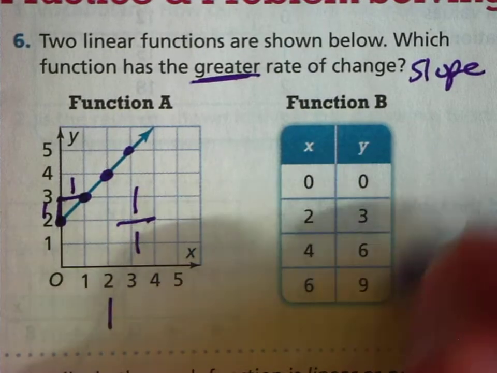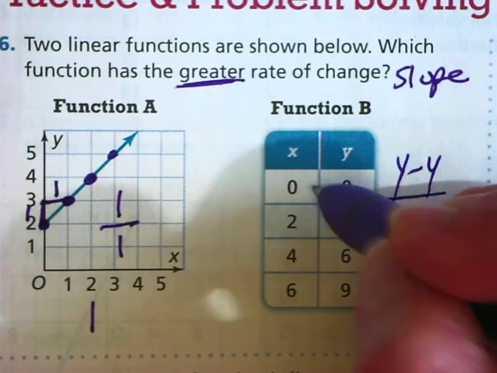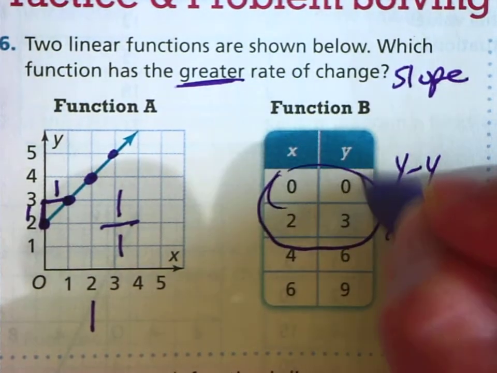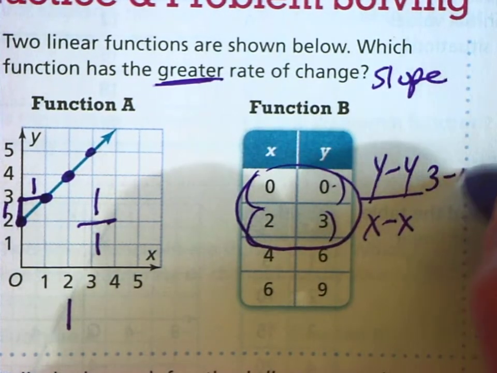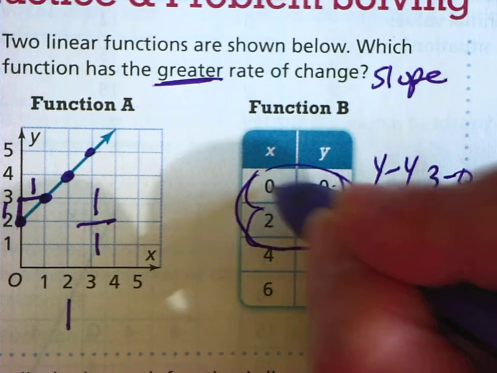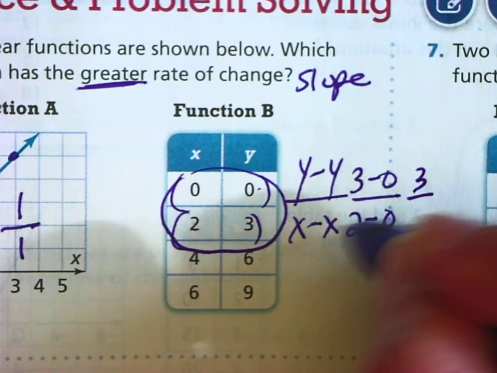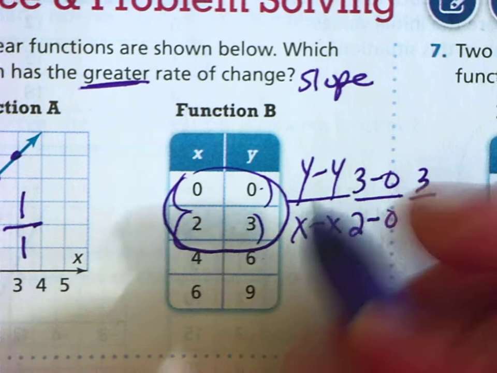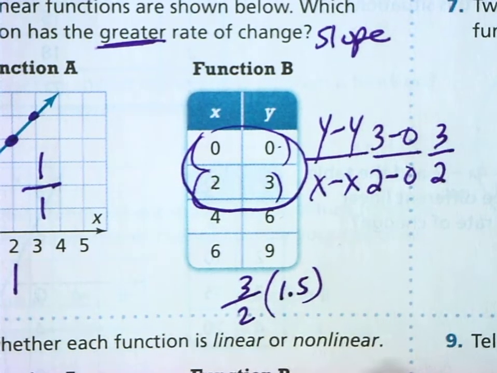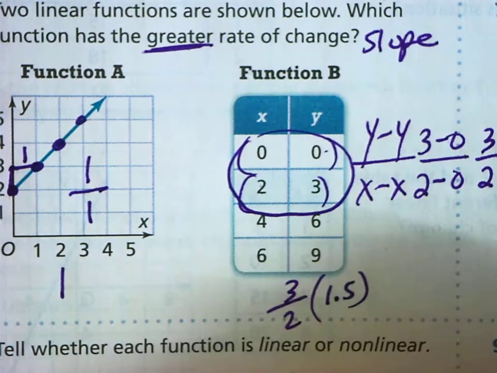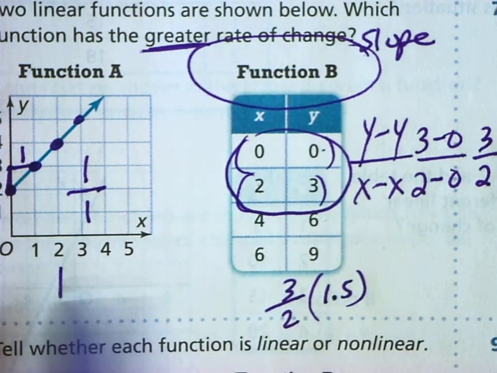Okay, so now this one, we don't have a line to look at. So we're going to use y minus y over x minus x. We're going to take two ordered pairs. Let's do this one. Y minus y, so 3 minus 0, over x minus x, 2 minus 0. So 3 minus 0 is 3. 2 minus 0 is 2. 3 over 2 is equivalent to 1.5. So which one has the greater rate of change? Function B, because it's 3 over 2 rather than 1.